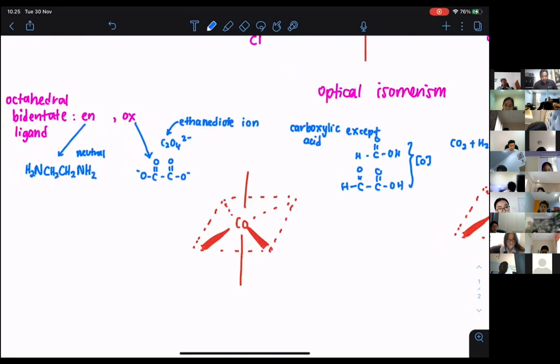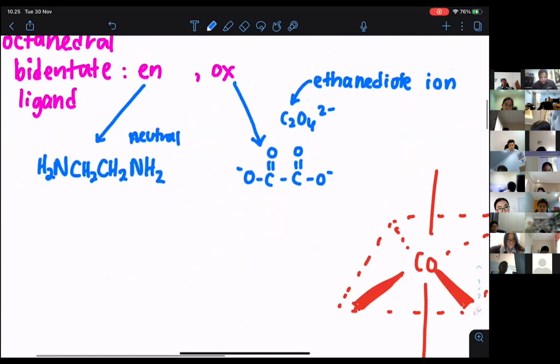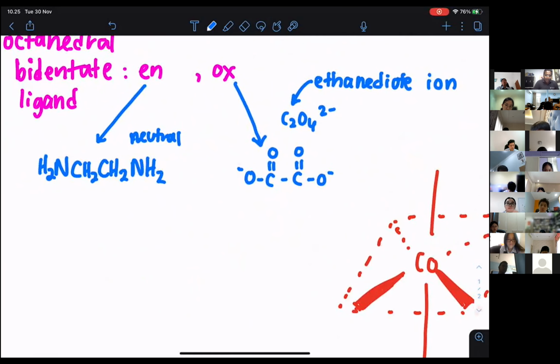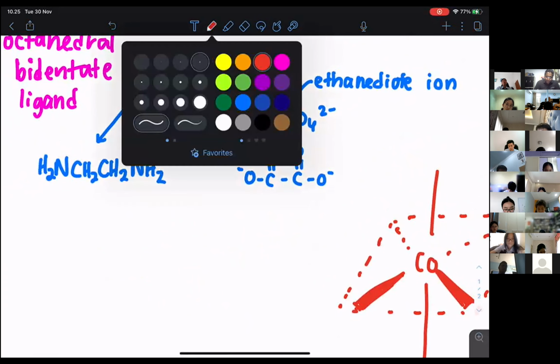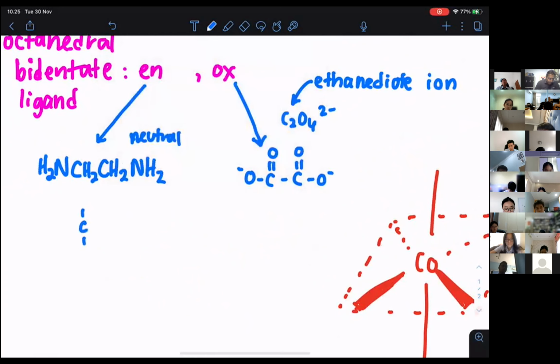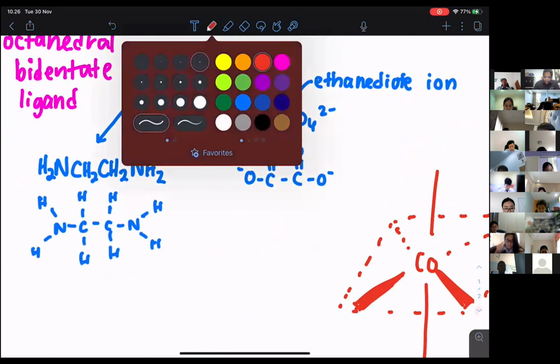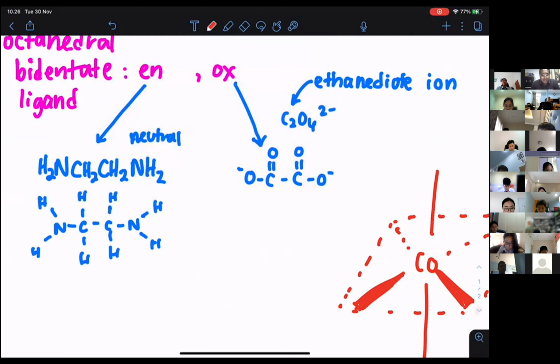So now coming back over here, this is ethane dioate ion. If I want to circle the atoms that will be forming the ligand, forming the dative bond, let's say I rewrite this in a proper way, so CH2, CH2, H2N, and then you have NH2. If they ask you to circle the one that is responsible to form the dative bond, this is going to be the one responsible.